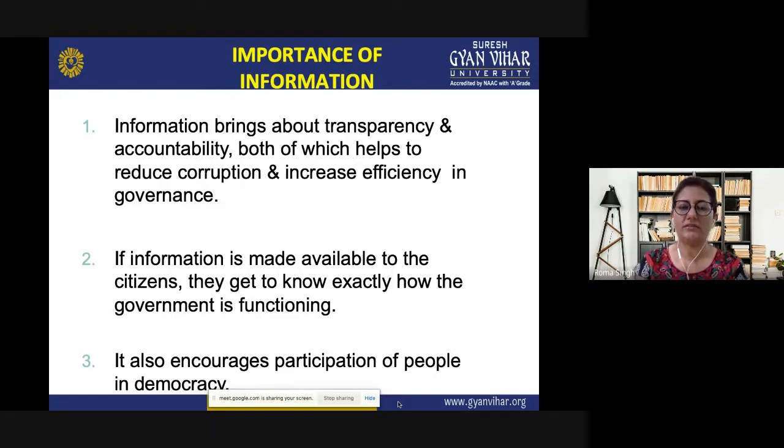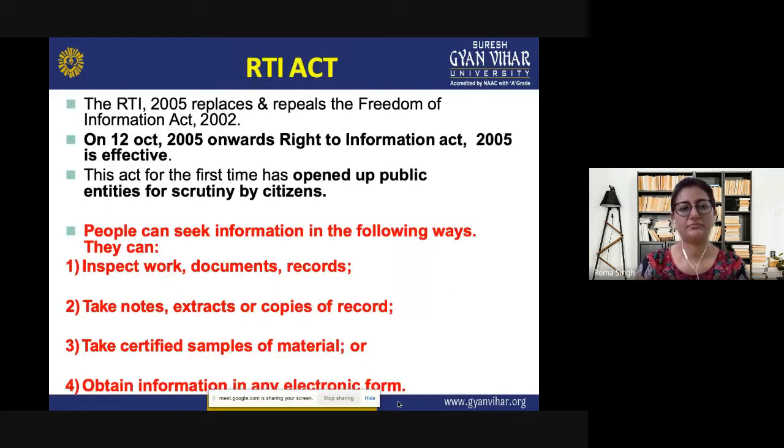So we as citizens can take the direction, try to find out what are the problems which have to be solved. We can also raise these problems through our freedom of speech and expression. So it also encourages participation of people in democracy, which is an important part of the democratic principles.